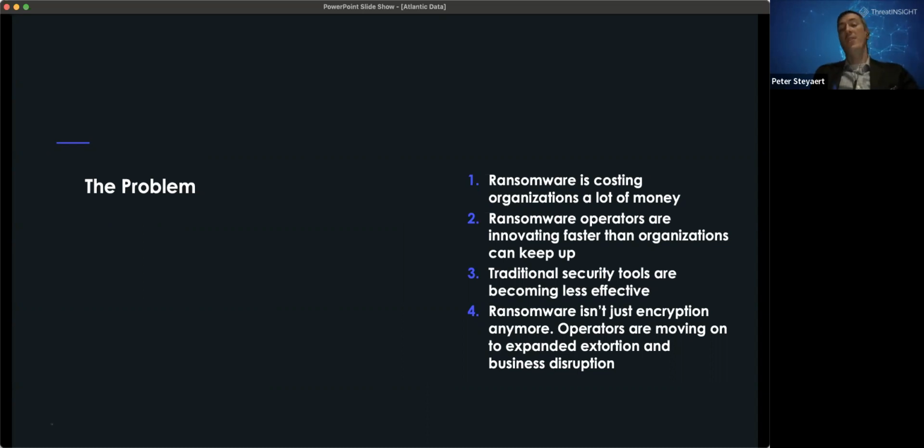Ransomware operators are now innovating faster than organizations can keep up. We know this, right? I mean, look at the number of new variants over the last year and a half. Traditional security tools are not effective against ransomware. They know how to get past them. And it's not just about encryption anymore, right? It's about going through and disrupting the business. How do I ensure that I'm going to get paid and not just be able to restore from backup?